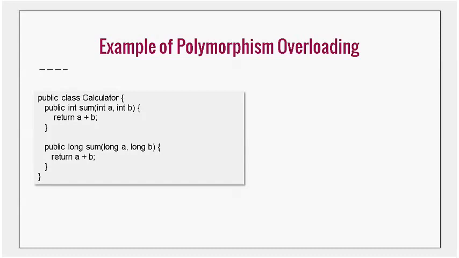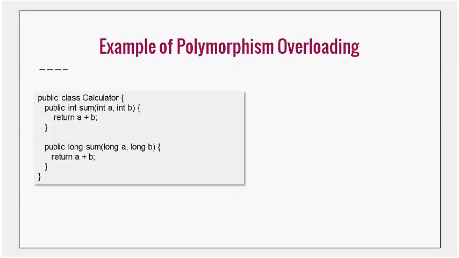Okay, now one of the ways I told about how polymorphism works is through overloading. So here is one example. It's a calculator class, and it has got two sum methods. The first sum method takes two parameters, both of them integer, which is integer a and integer b. And the second sum method, the method name is again sum, but it takes two different parameters. Although the names are the same, a and b, the types are long.